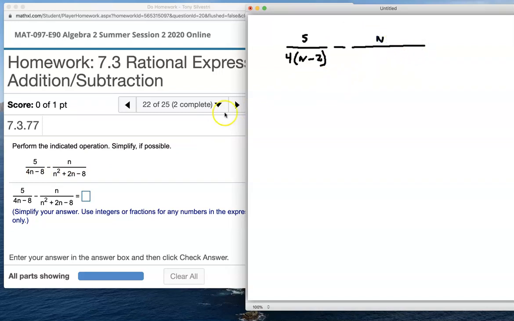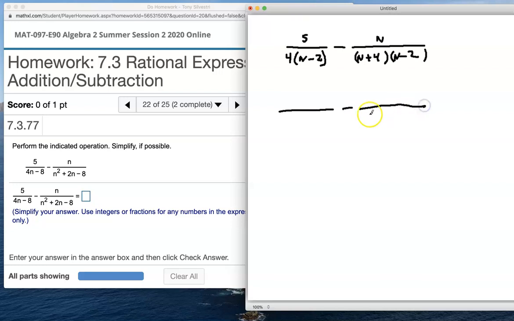N up top. And this is just going to be a FOIL job that we've been doing all semester long. N, N. Plus and minus for the negative 8. Those things have to add up to be 2. So 4 times 2 would subtract to be 2. So I'm going to say plus 4 and minus 2. 4n minus 2n is 2n. That's good.